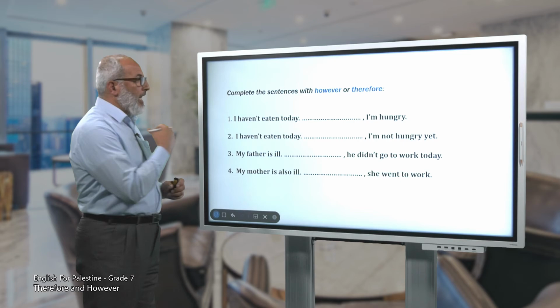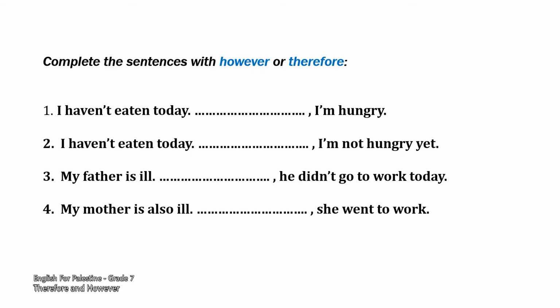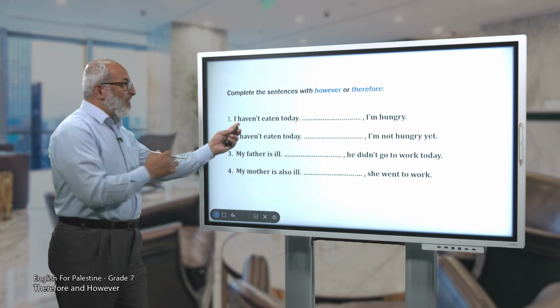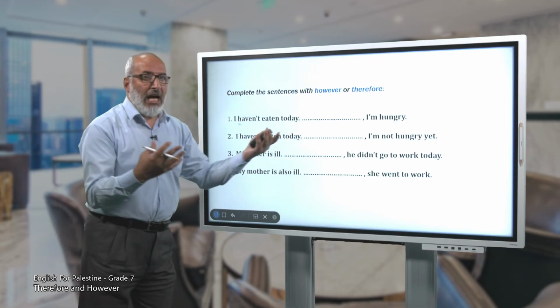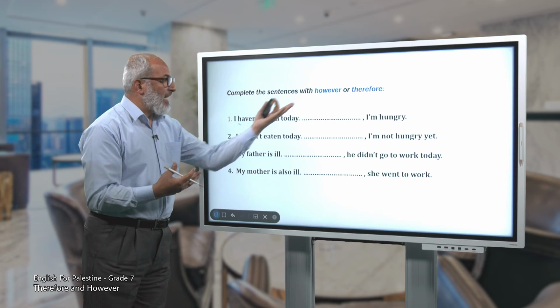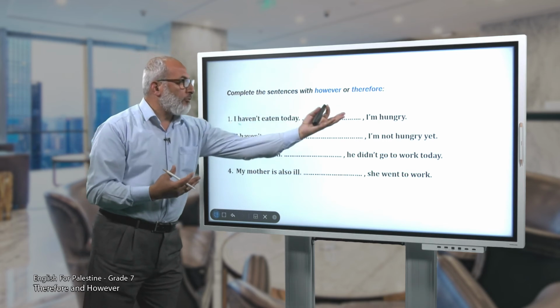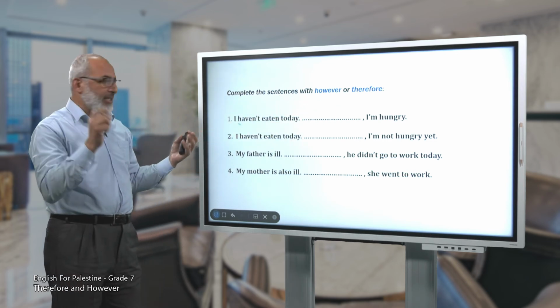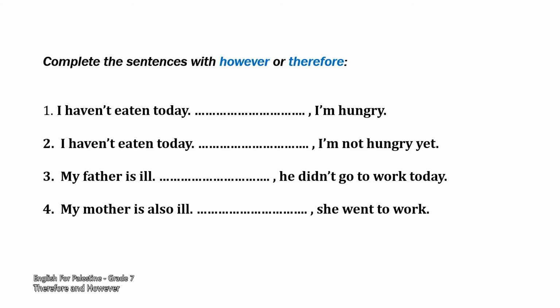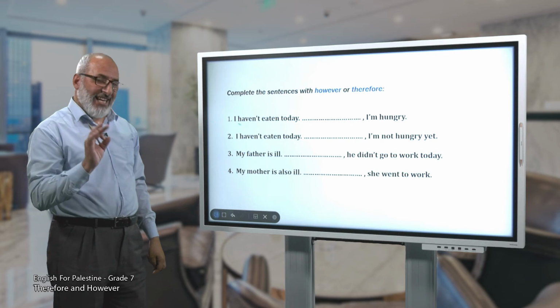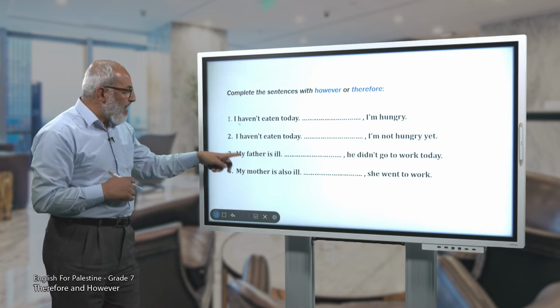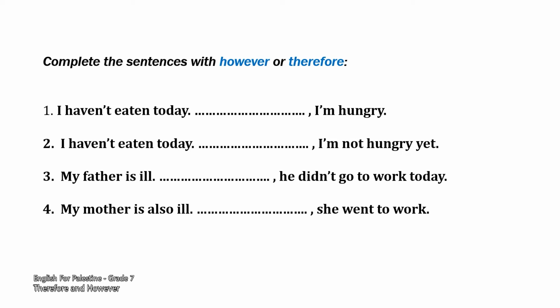Okay? Let's see. Number 1, I haven't eaten today. I'm hungry. Are they a reason and a result or two contrasting ideas? You decide. Number 2, I haven't eaten today. I'm not hungry yet. Think carefully. Number 3, my father is ill. He didn't go to work today. Number 4, my mother is also ill. She went to work.